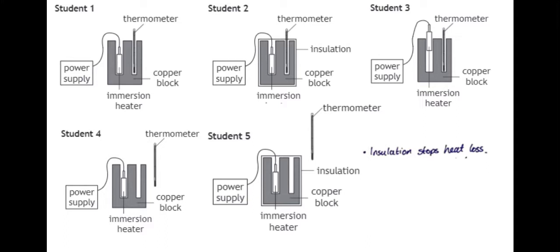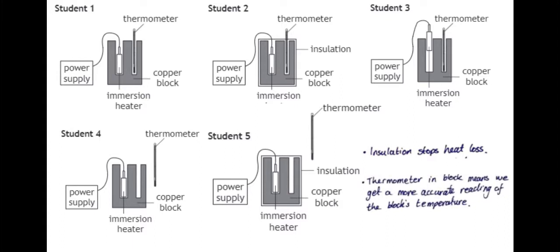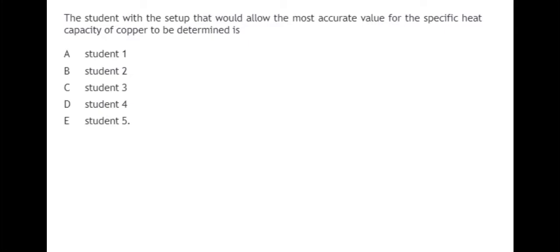Additionally, if we're measuring the specific heat capacity of copper and to find out how transferring energy to copper causes its temperature to increase, we need to be measuring the temperature of the copper. You'll notice student 2 has inserted his thermometer into the copper block, where student 5 has left the thermometer outside. The thermometer in the block will give us a more accurate reading of the temperature of the copper block. So student number 2 has got the better setup. So that gives us answer B.